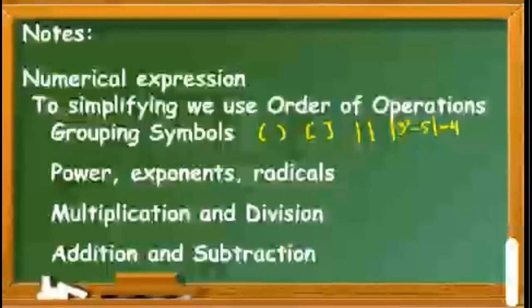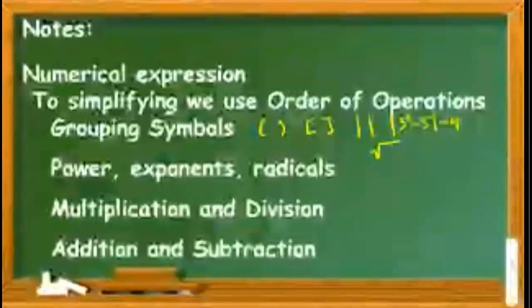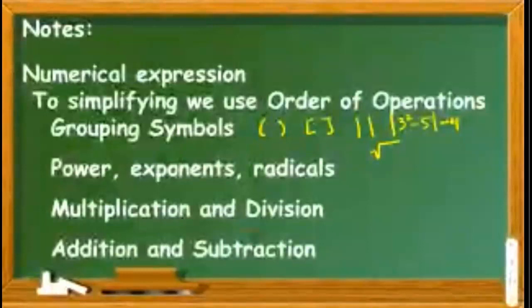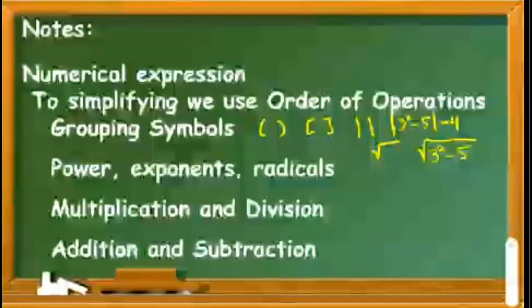Another grouping symbol that we might think of is the square root. That could actually be a grouping symbol, because if we have numbers within the square root, so again, something like 3 squared minus 5, and there could be maybe a 4 minus out in front of it, that would mean, again, to do what is under the radical first. So parentheses are not the only grouping symbols, but we could have multiple.